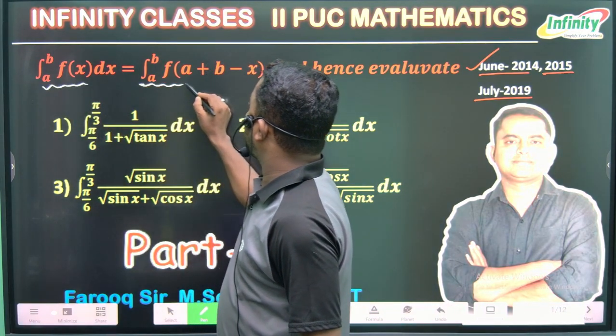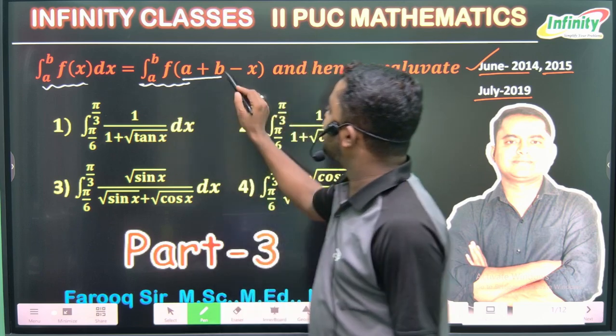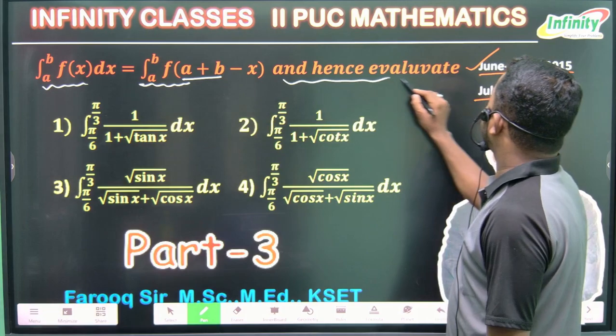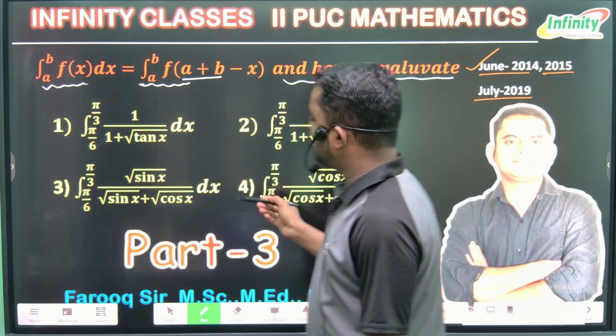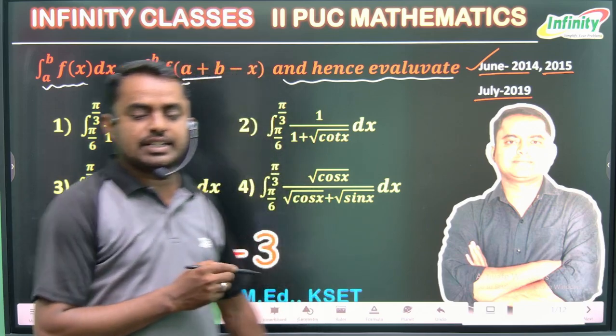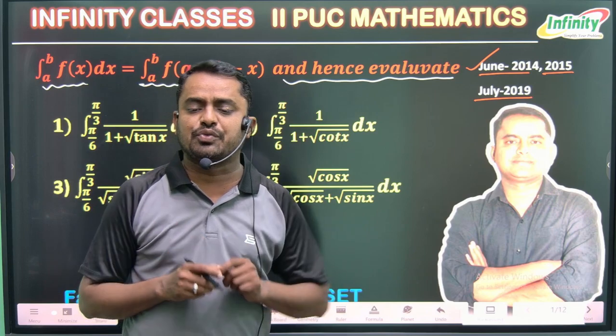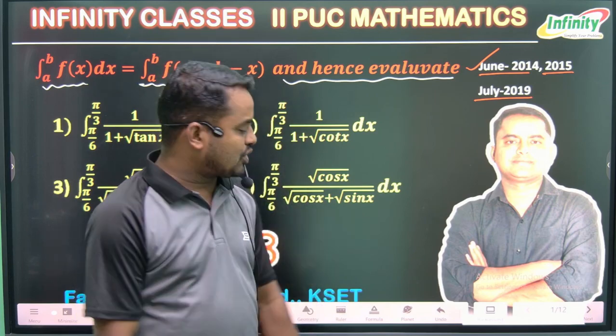integration of a to b f of x dx is equal to integration of a to b f of a plus b minus x dx. We have to prove this one and hence evaluate the problems. 1, 2, 3, 4 problems are here. So we will see what one by one. First we will prove the property. First हम property को proof करेंगे, फिर उसके बाद में problems को solve करेंगे.